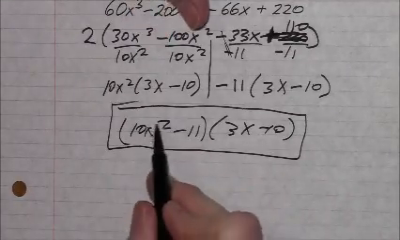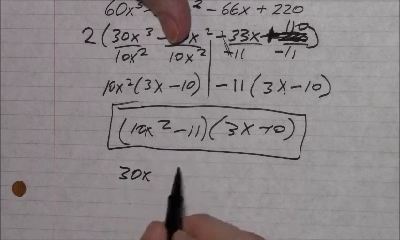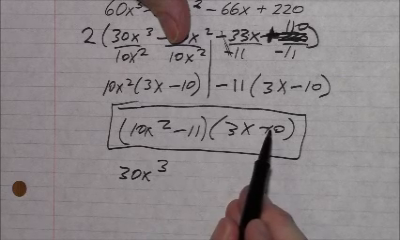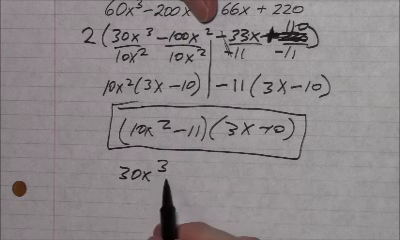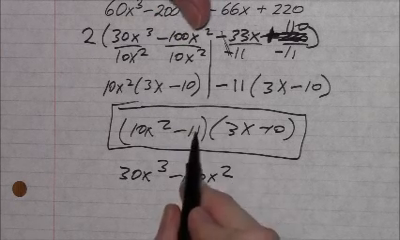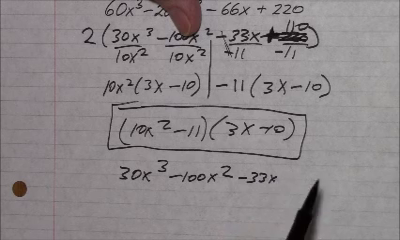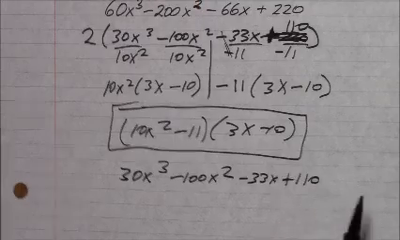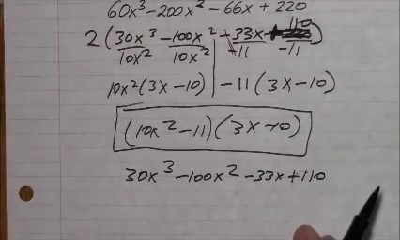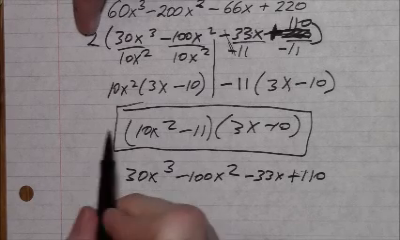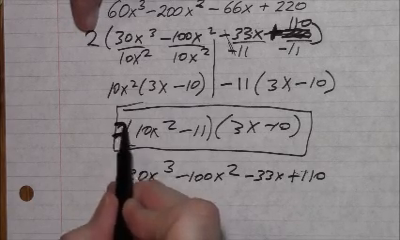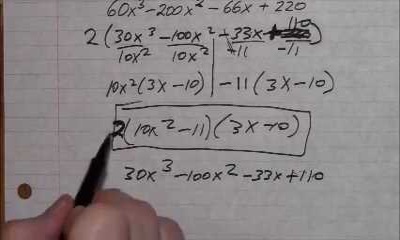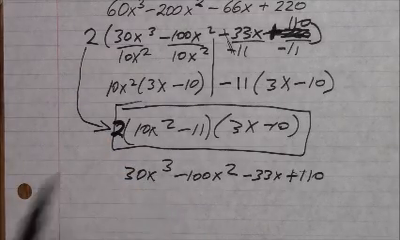Let's check it. 10x squared times 3x is 30x cubed. Then I have 10x squared times negative 10 will give me minus 100x squared. And 11 times 3 is minus 33x. And then 11 times 10, negative and negative makes it a positive 110. That looks nice, but that's only the second part. That's not the original. That's because this 2 has to be included also. Now, if I multiplied that 2 times all those, I would get these, and then it checks. So don't forget when you take out a common factor that you have to include that as well.